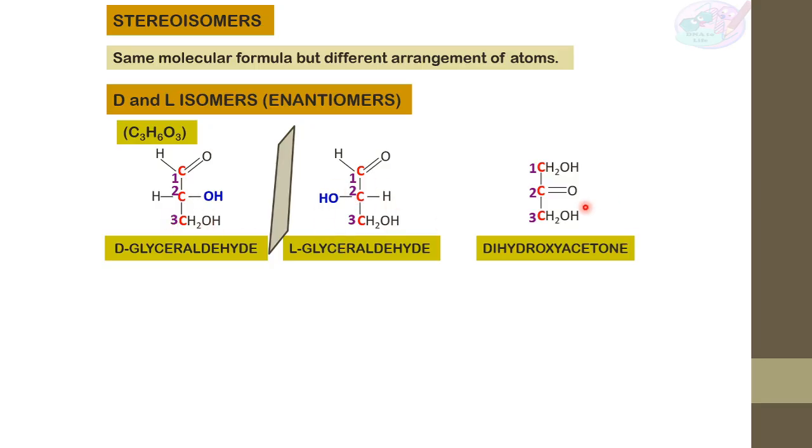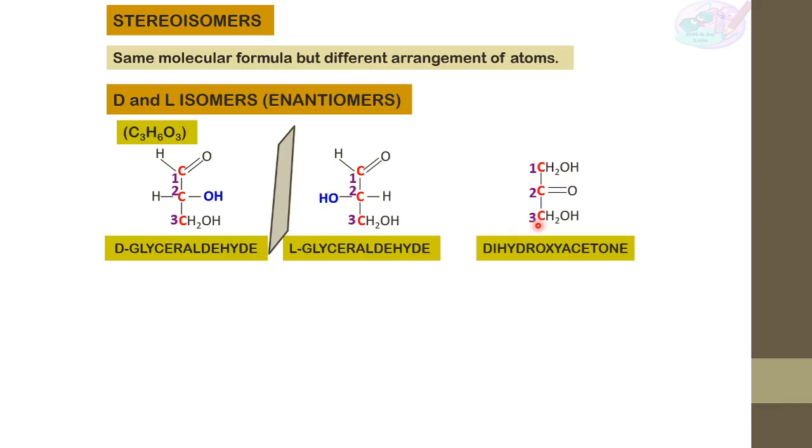Now let's talk about dihydroxyacetone. This is also a 3 carbon sugar. If you look at its first carbon, it is attached to two similar groups, that is hydrogen. Similarly, this third carbon is also attached to two similar hydrogen groups. If you look at the second carbon, it is attached to two similar groups, CH2OH here and CH2OH here. So none of these three carbons is a chiral carbon. So dihydroxyacetone does not have any isomer.